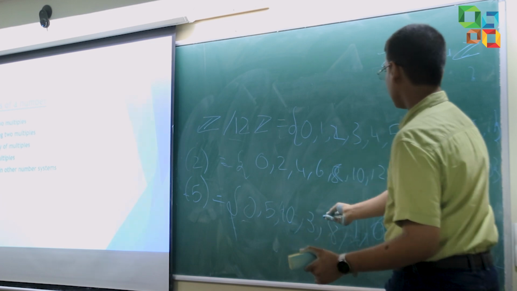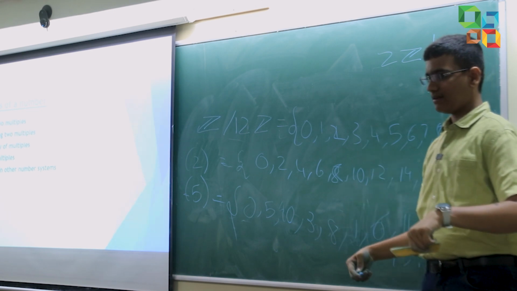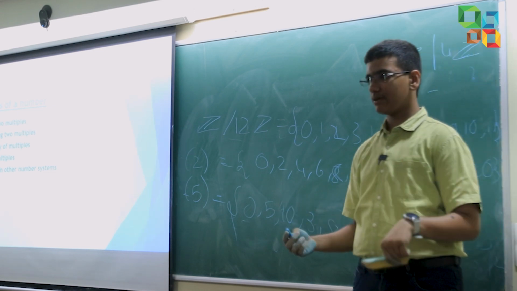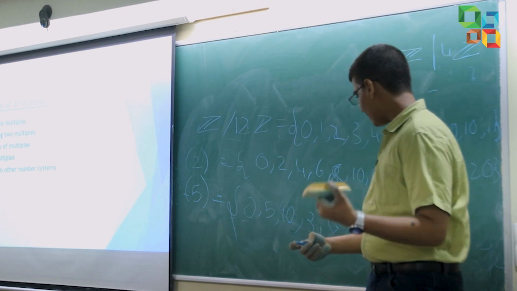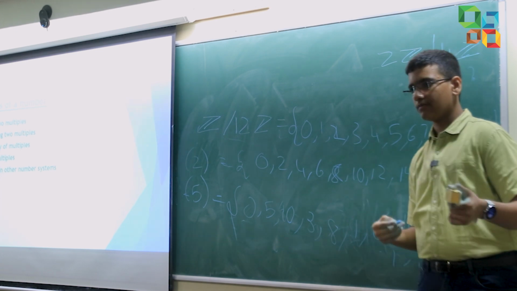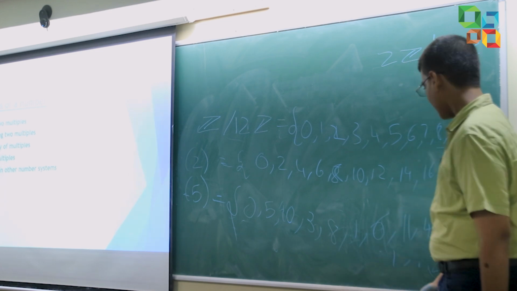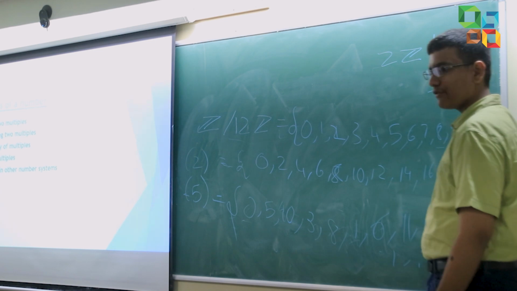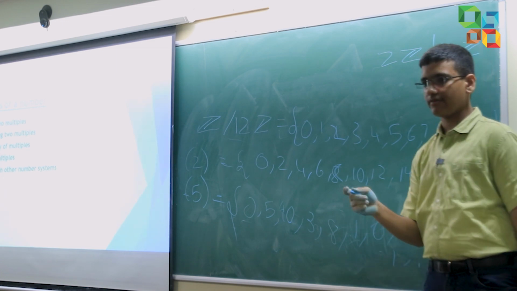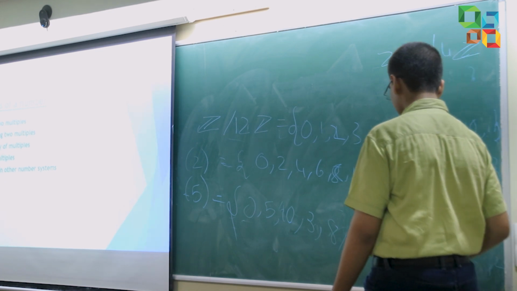I'll do the entire thing. What's 5 into 8? 40. What remainder does it leave when you divide by 12? 4. Then 5 into 9 is 45. What's the remainder? 9. Then 5 into 10 is 50, remainder 2. 5 into 11 is 55, remainder 7. So now, let's check.